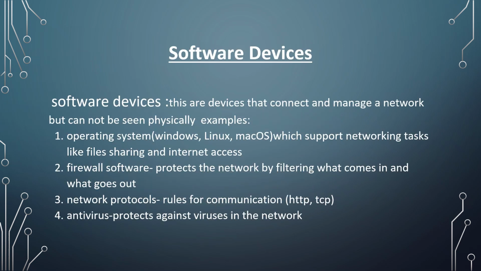Software devices are devices that connect and manage a network but cannot be seen physically. For example, we have the operating system such as Windows, Linux, and the Mac OS. They support networking tasks like sharing files and internet access. Firewall software protects the network by filtering what comes in and what goes out. Network protocols are rules for communication such as the HTTP and the TCP. Antivirus protects it against viruses in the network.